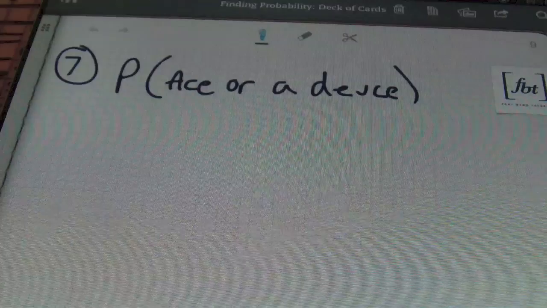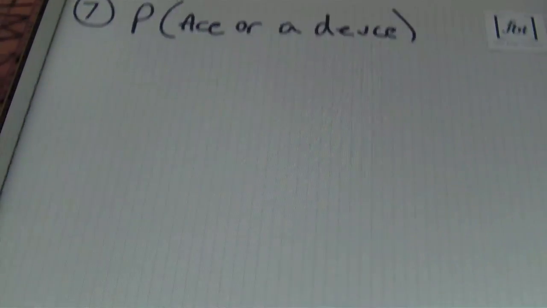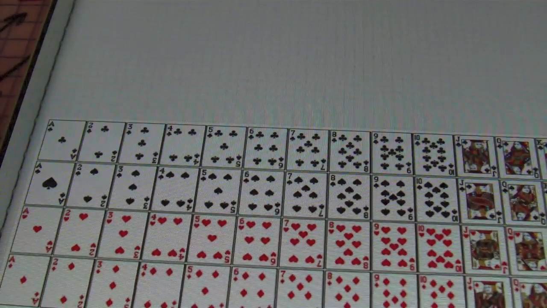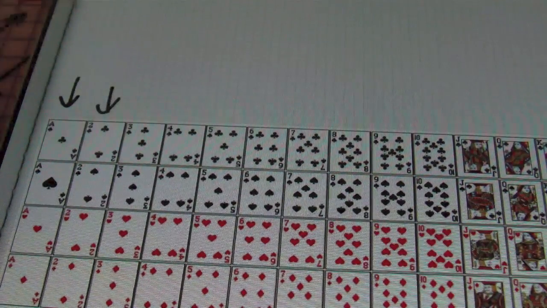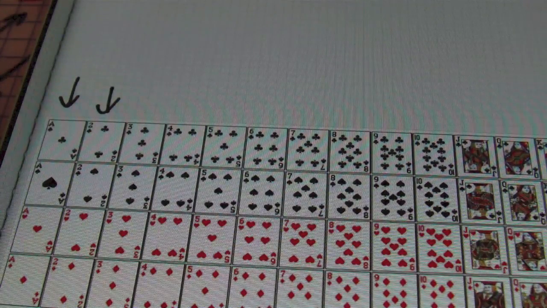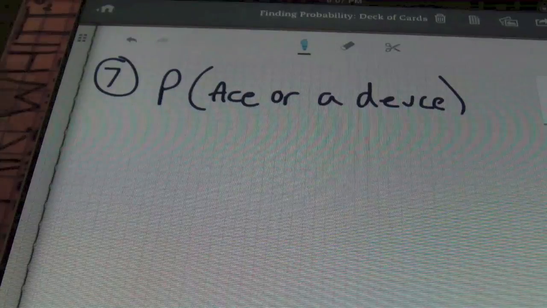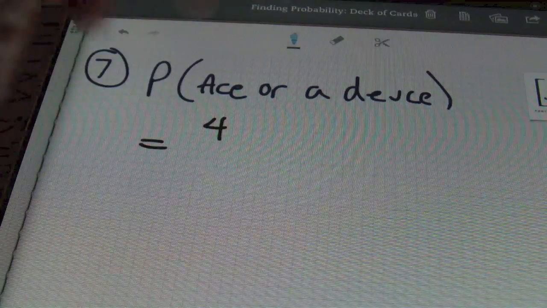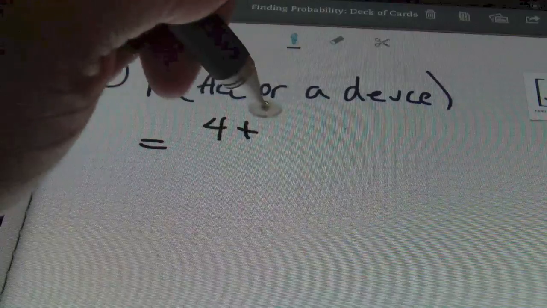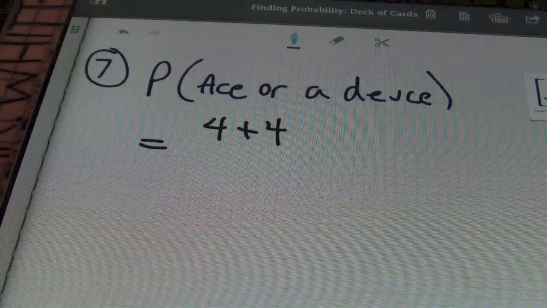Moving on, the aces that we have are located here in this column right here. And then since we're looking for a deuce, aka the number 2, there you go. So if we want a deuce or we want an ace, let's see how many we have of each of those. Bottom line, what I want is the fact that I have 4 aces in a deck of cards plus the fact that I have 4 deuces in a deck of cards.